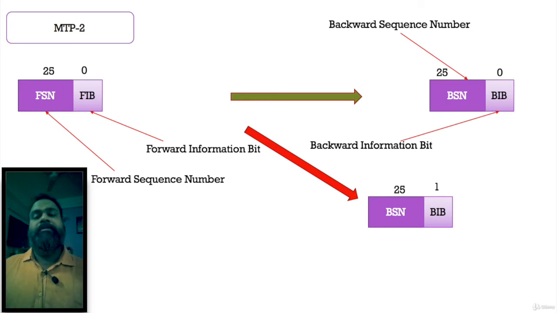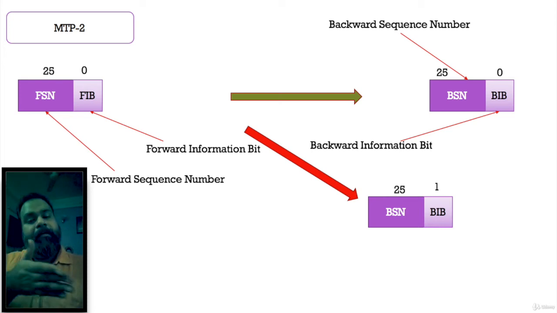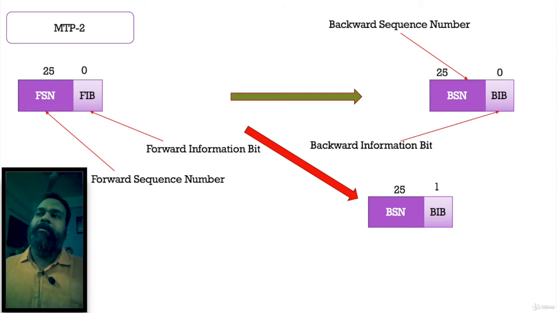So suppose it has to send the positive acknowledgement that the packet has been received error free. For acknowledgement purposes, there are two more fields, called BSN and BIB. BSN is the backward sequence number, which is basically the same as the forward sequence number. If the receiver has to acknowledge that so-and-so packet has been received successfully, it will include that in the BSN number. The BSN will be the same as the FSN number, and the BIB field is going to be the same as the FIB field. So let's say FIB is 1, then BIB will also be 1. If FIB is 0, then BIB is also going to be 0. If it is the same, it means that it is a positive acknowledgement.